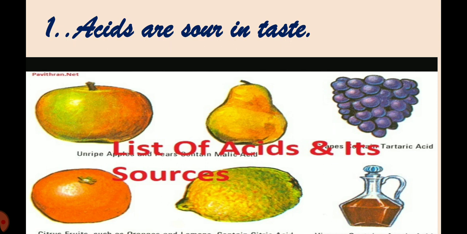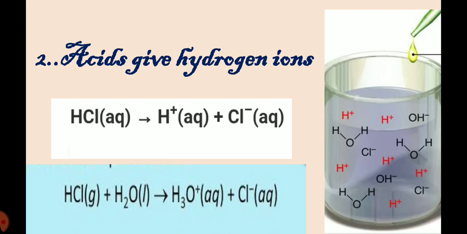Acids are sour in taste. You can see here in the image, unripe apple, which contains malic acid, is sour in taste. Grapes contain tartaric acid, and citrus fruits like lemon and orange also contain acids in them and are sour in taste. Vinegar, which is used for different purposes, is also sour in taste. So finally we can say that acids are sour in taste.